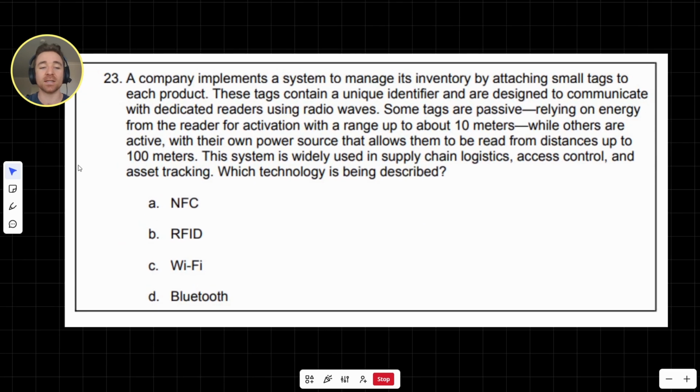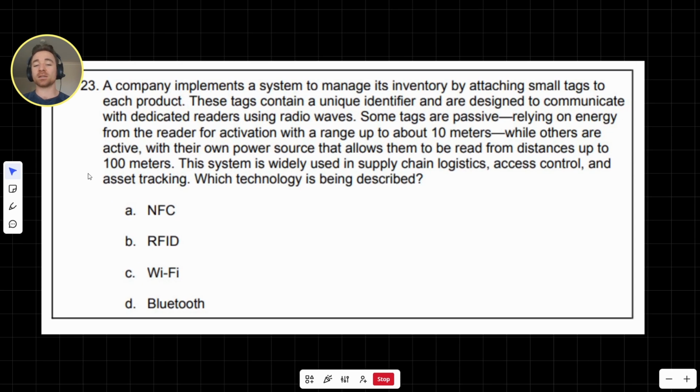The next question reads, a company implements a system to manage its inventory by attaching small tags to each product. These tags contain a unique identifier that are designed to communicate with dedicated readers using radio waves.